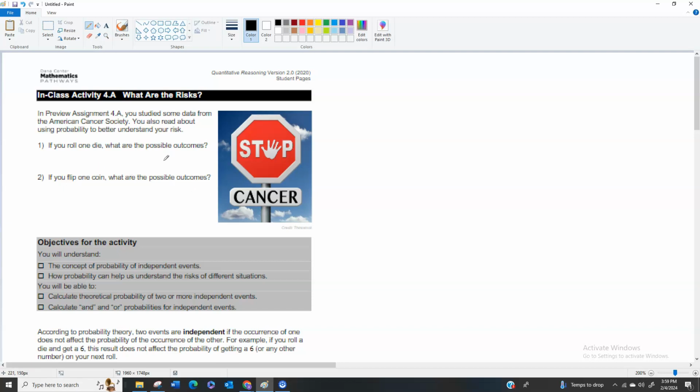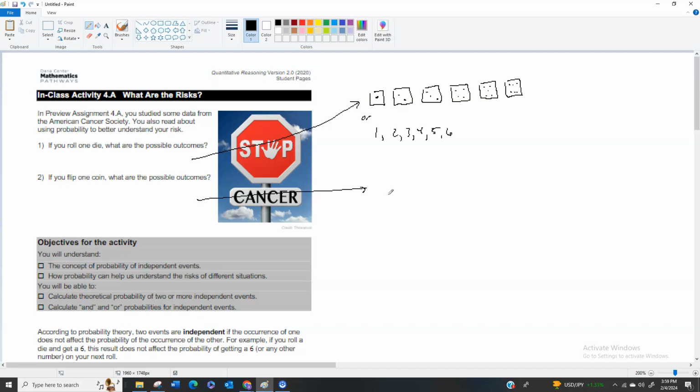All right, so on this first one, it asks, if you roll a die, what are the possible outcomes? Well, of course, when you roll a die, you could get anywhere from a 1 up to a 6. If you look at the sides of the die, they've got the dots on them. If you wanted to write it out with numbers, it would be 1, 2, 3, 4, 5, 6. Those are the outcomes of a single die. If we flip a coin, of course you can get heads or tails on most standard coins. So those are the possible outcomes.